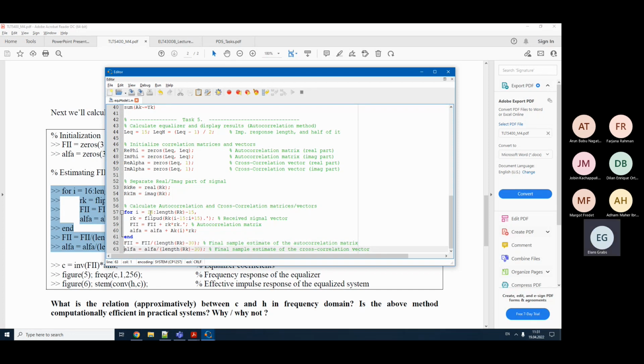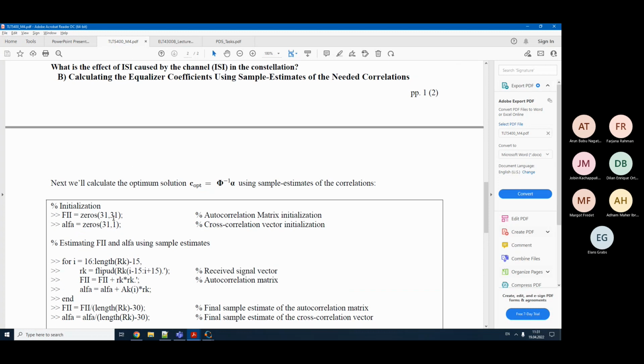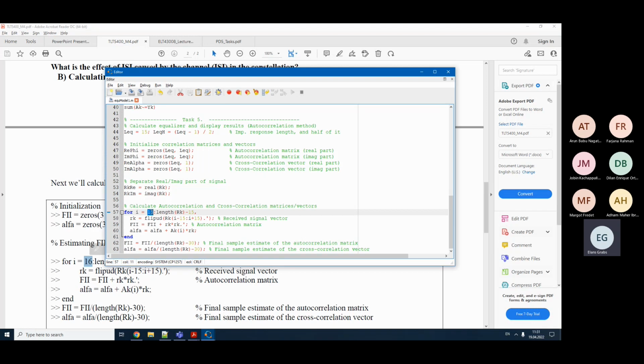Now we need to replace. Here, in our particular case, L equal... So let's see how much is here. Equalizer. Equalizer is 31. Yes, so this is L equal half plus 1. So this is L equal half plus 1. This is accordingly L equal half.